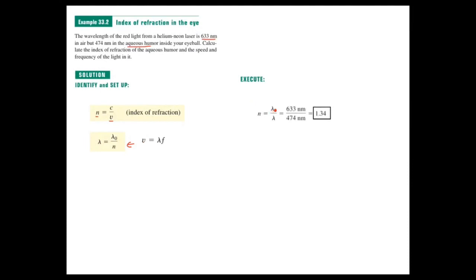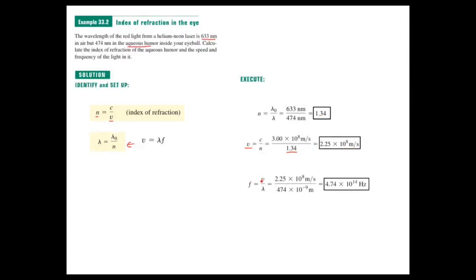We have lambda naught, which is 633 nanometers, and the wavelength in the eye, which is 474, which means that the index of refraction is 1.34. The speed is obtained from this equation, rearranging it and solving for the target variable. We get 2.25 times 10 to the 8 meters per second, where of course I used the index of refraction I just calculated. And the frequency is going to be the speed divided by the wavelength, which is 4.74 times 10 to the 14 hertz.